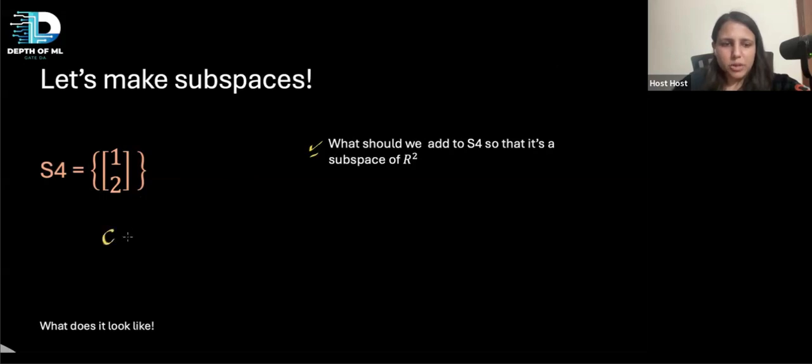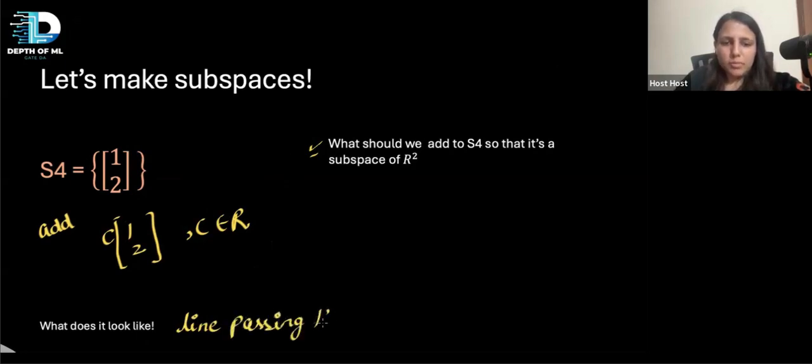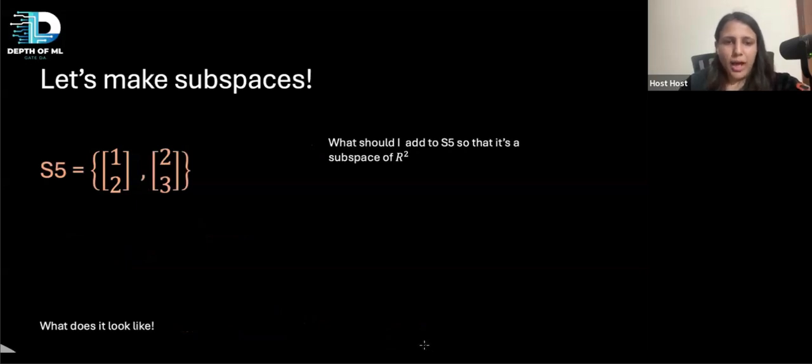Yeah. So I will add multiples of the vector 1, 2, where C belongs to R, right? And what will it look like? It will be a line, right? We already saw this. A line passing through the origin. Great. Now tell me what should I add to S5 so that it becomes a vector subspace.